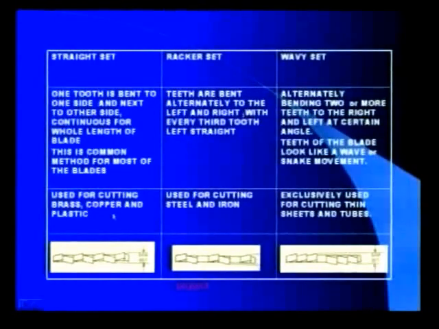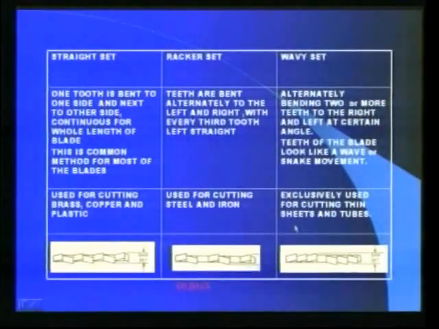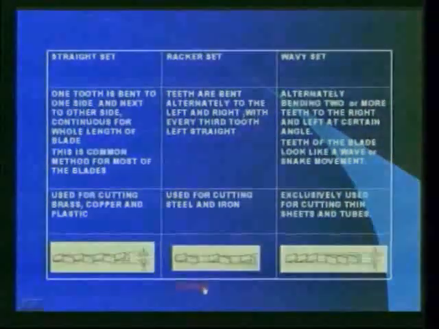Straight set blades are used for cutting brass, copper and plastic. Raker set blades are used for cutting steel and iron. Wave set blades are exclusively used for cutting thin sheets and tubes.